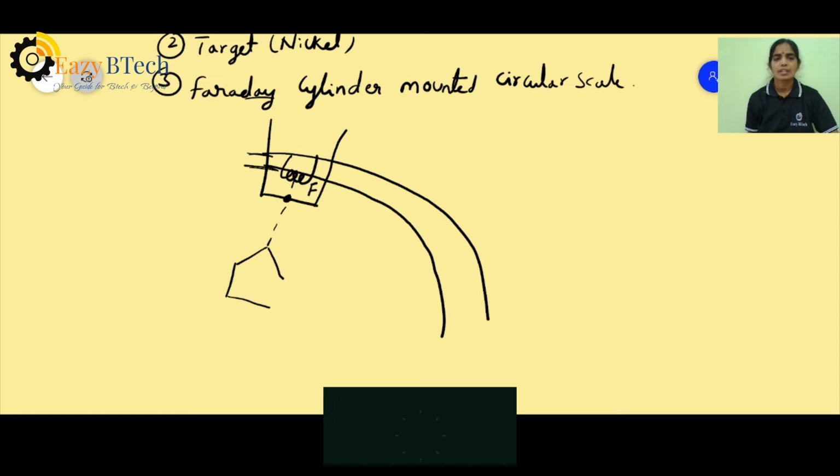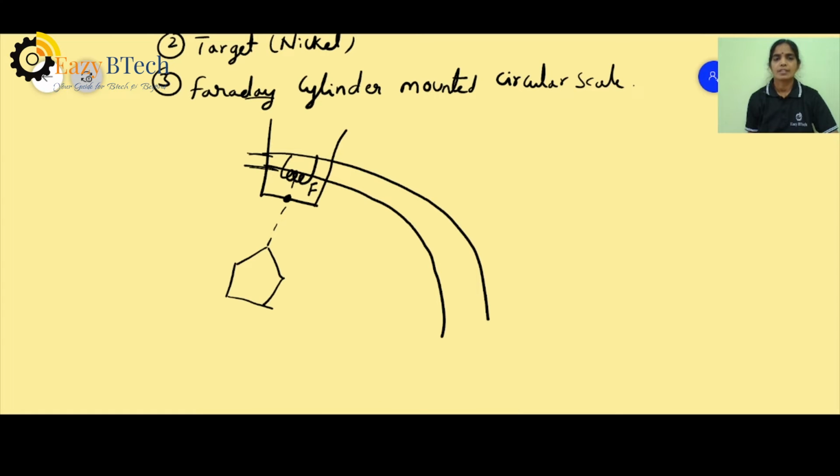The target that we have chosen here is nickel crystal. This is our target. Now what is going to happen? Once these electrons are incident onto this nickel crystal, they keep reflecting. So to collect these reflected electrons, we are going to use a Faraday cylinder. We are going to mount a Faraday cylinder on this circular scale. This is our Faraday cylinder.